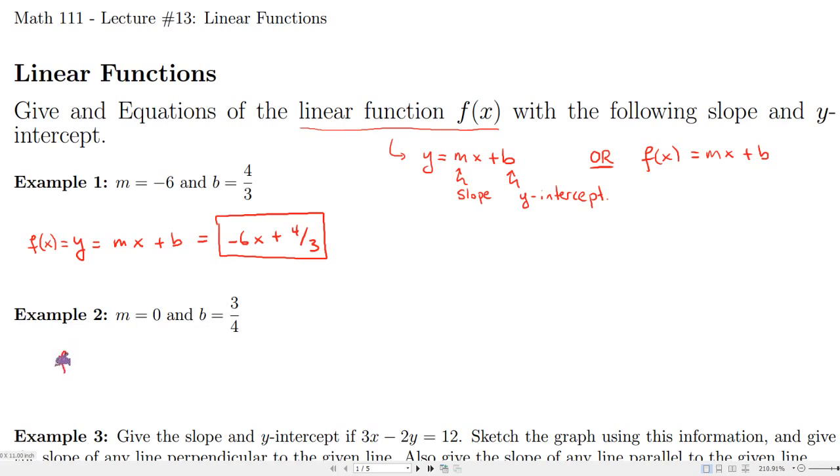For the next one, f of x is equal to mx plus b. M is 0, so 0x plus 3/4. So this is just the function f of x equals 3/4. So it's actually a constant function, but that's still considered a linear function. As long as you can write your function in this form, we would consider that a linear function.